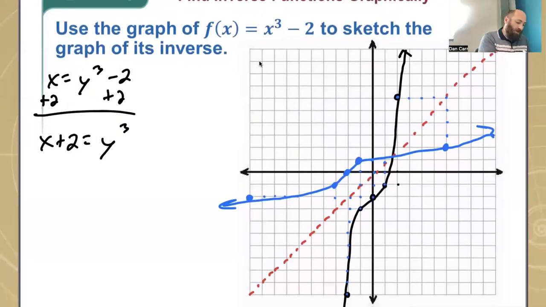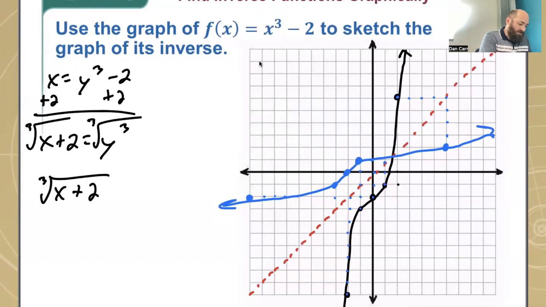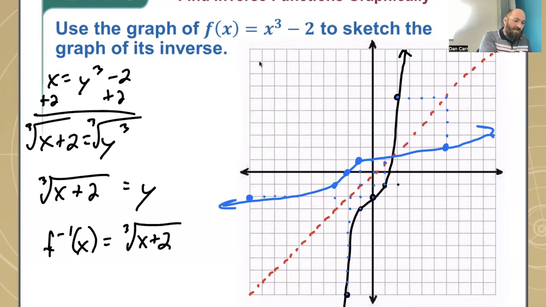Then I'm going to undo the cube, so by taking the cube root of both sides. So the cube root of x plus 2 is equal to my new y here. Because it's an inverse function, I'm going to say f to the negative 1 of x equals the cube root of x plus 2.